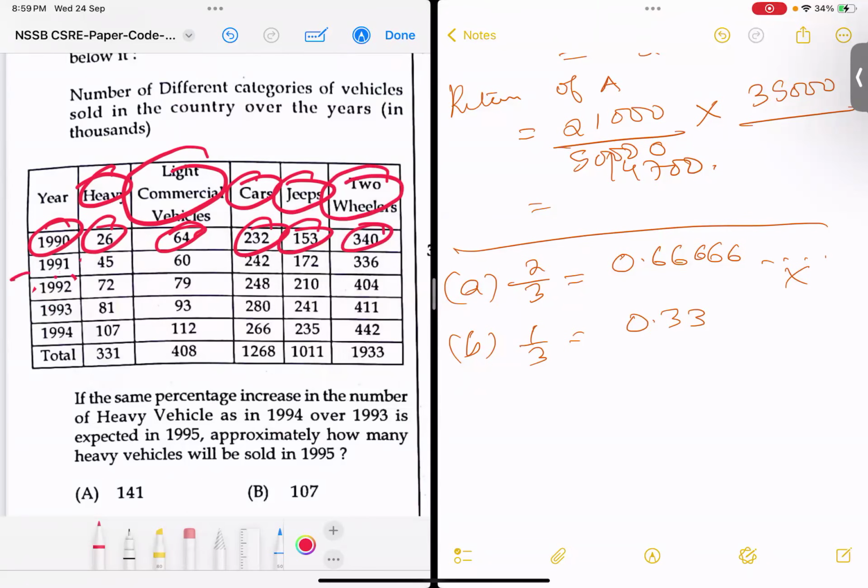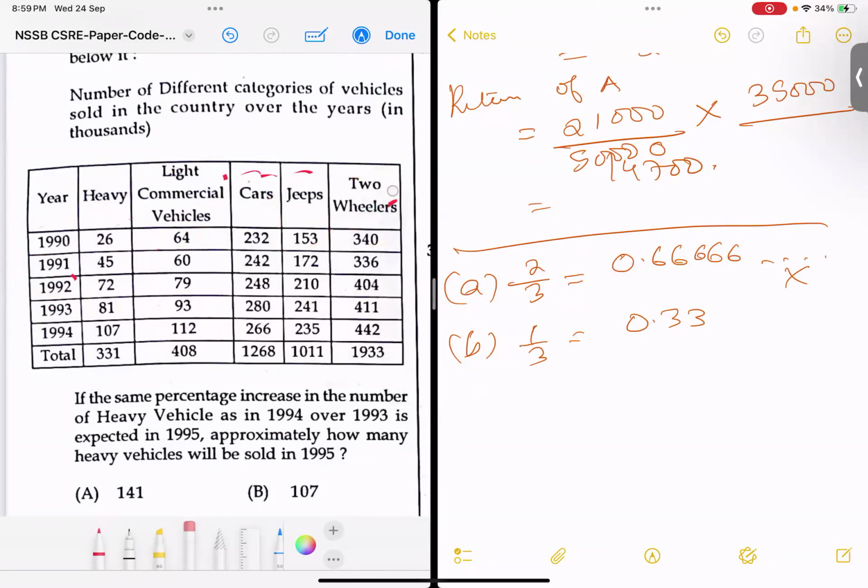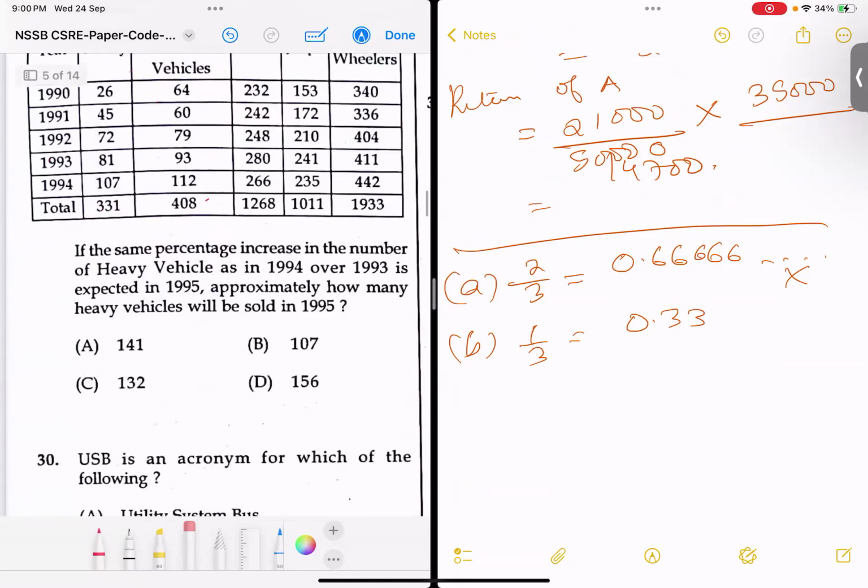Similarly, it goes for the year 1991. It has been given for five periods, starting from 1990 all the way to 1994. Apart from this, it also gives the totals sold over the five years. Between 1990 and 1994, 331 heavy vehicles have been sold, and 408 light commercial vehicles have been sold. So this is the data given for a period of five years for five categories of vehicles.